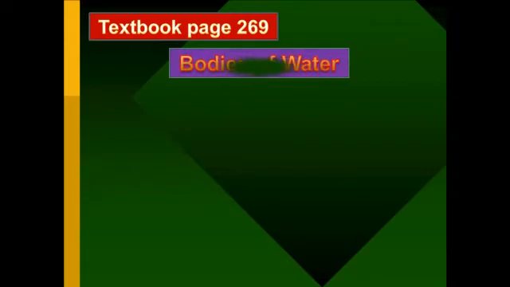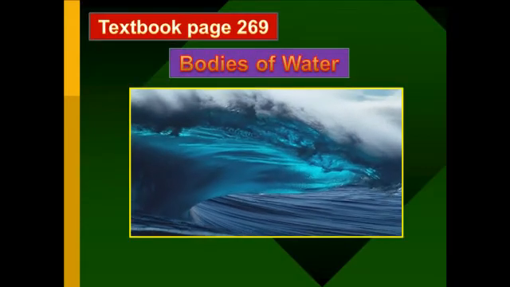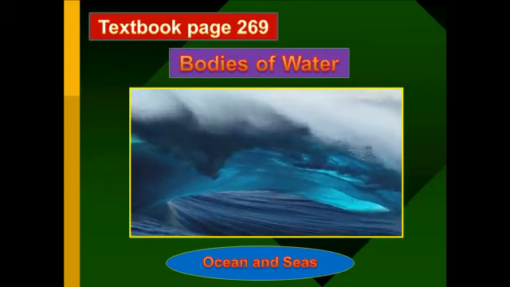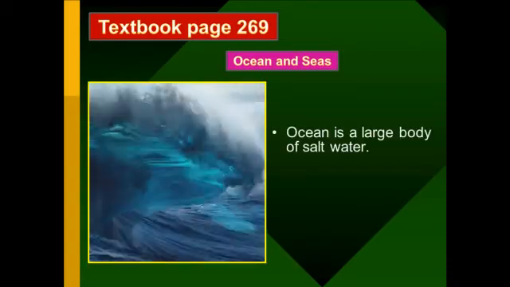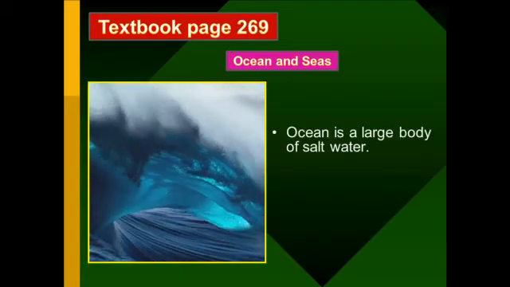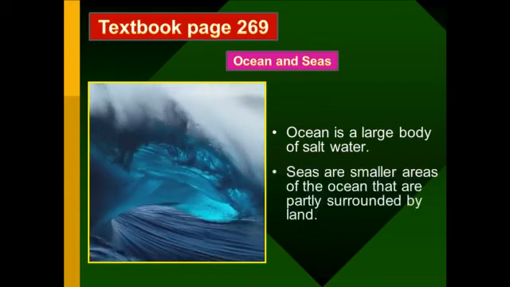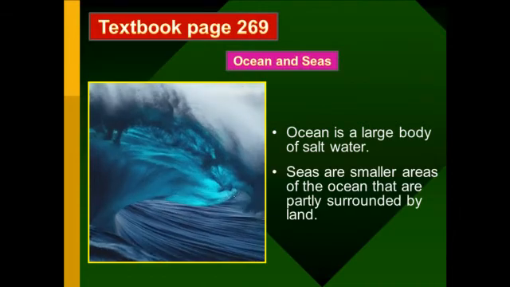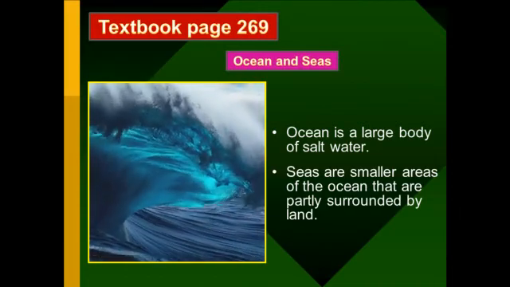And now, if you are done with your activity, kindly open your textbook on page 269. Bodies of water. First, we're going to tackle about ocean and sea. When we talk about ocean and sea, ocean is a large body of salt water, while seas are smaller areas of the ocean that are partly surrounded by land.